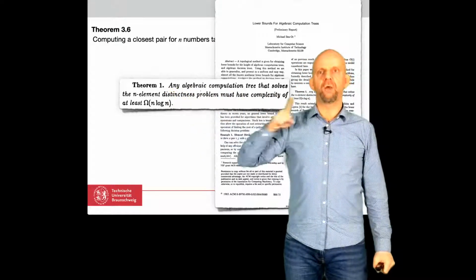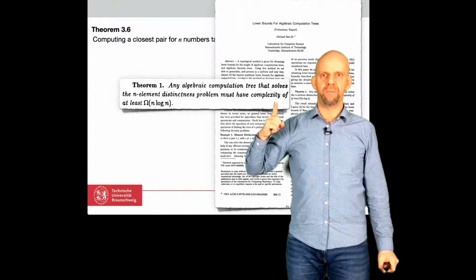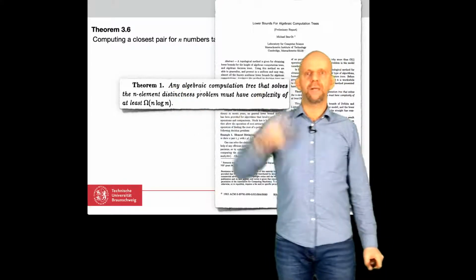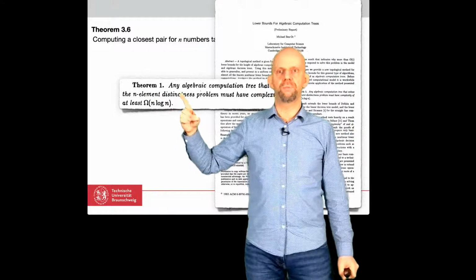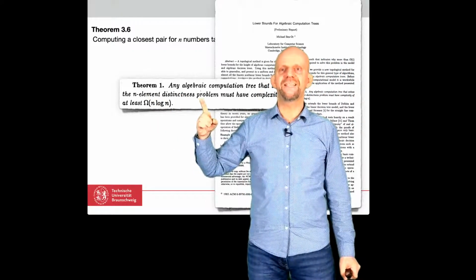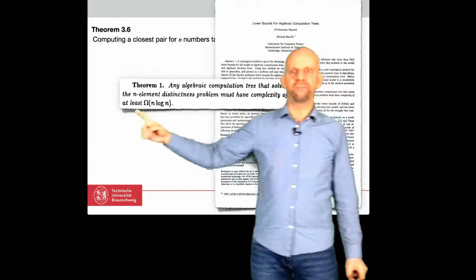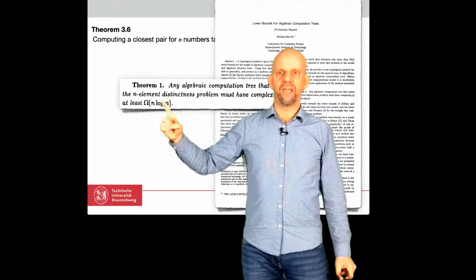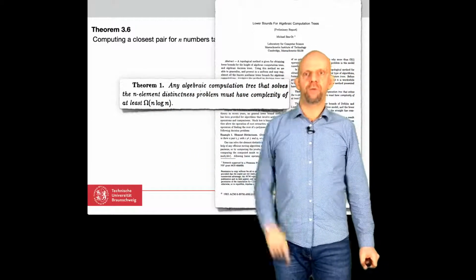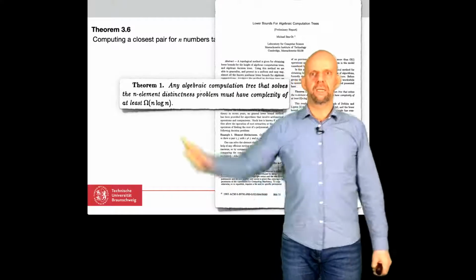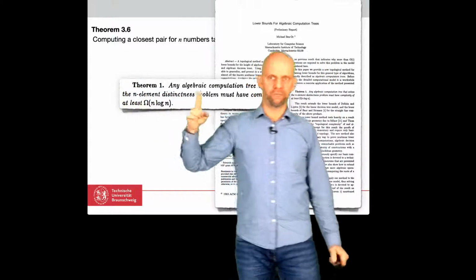So what Ben-Or observed and proved, and it's a pretty nifty paper, is that any algebraic computation tree that solves the n-element distinctness problem must have a complexity of at least omega of n log n. So there are a few terms here. Algebraic computation tree, what is that? And what is element distinctness? Well, element distinctness is not so difficult to understand.